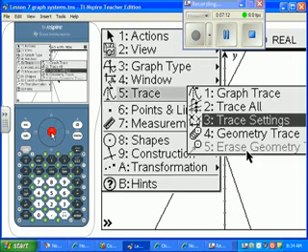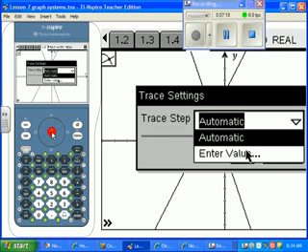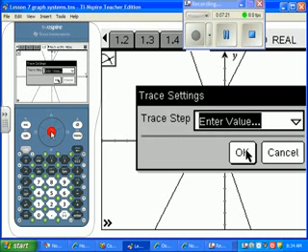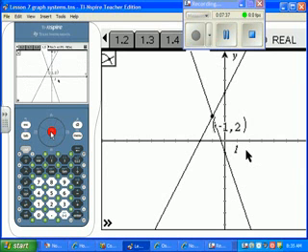Why don't you go to trace settings? Okay. See how it comes up automatic? I want you to click on that, and I want you to go down to enter value and make it a 1. Why do you think I'm making it a 1? So it goes up by once. Okay, then go down, hit tab. It brings you down to OK and click it. Okay. So what you've done is you've changed your trace settings so it goes by intervals of 1.